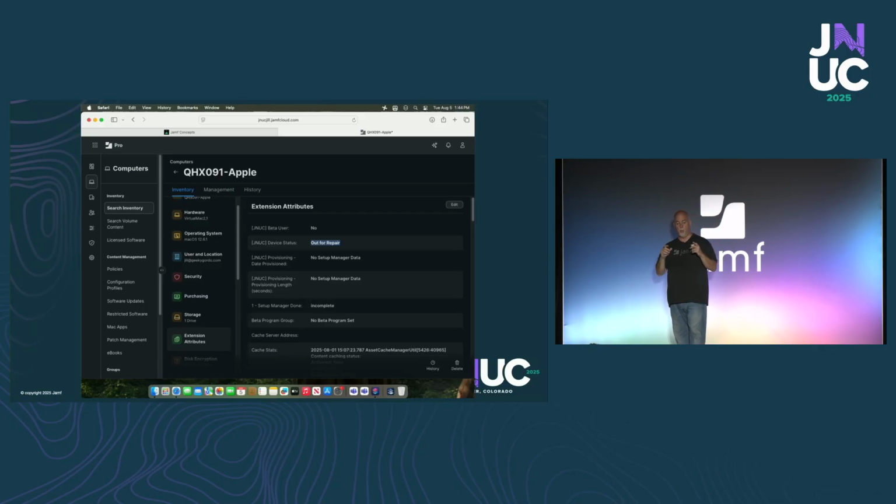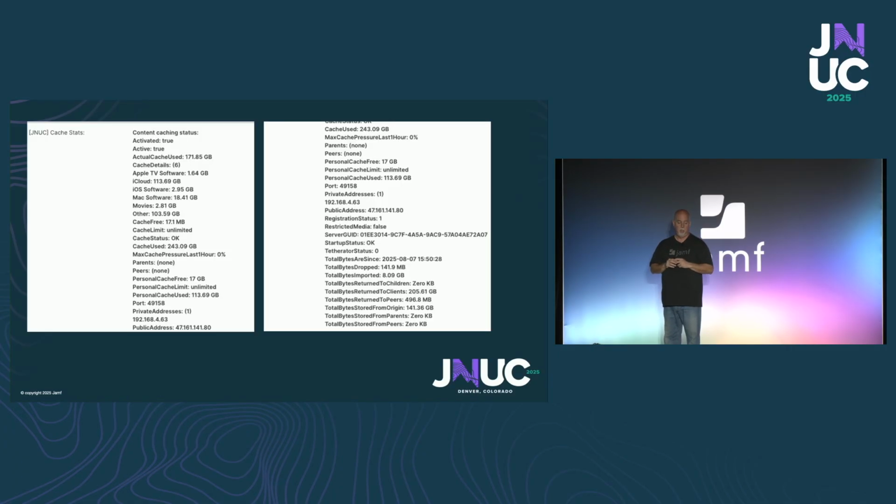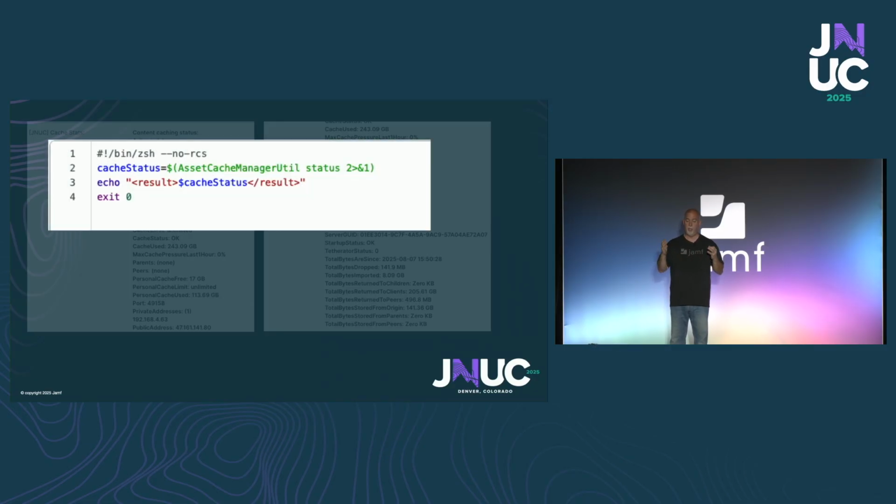So the other thing he looked at was the deployment of updates, OS updates, App Store updates. And so he looked at putting caching servers in. So they put a bunch of caching servers into their organization, and then he wrote an EA that would pull the information from the caching server into the extension attribute. So how many gigs is it deploying? All of the stuff that you get. It's a real simple EA. It's literally just running the asset cache manager util and grabbing that information and putting it into the EA.